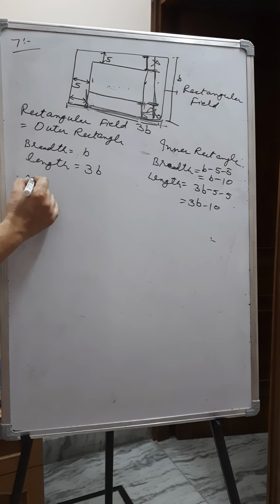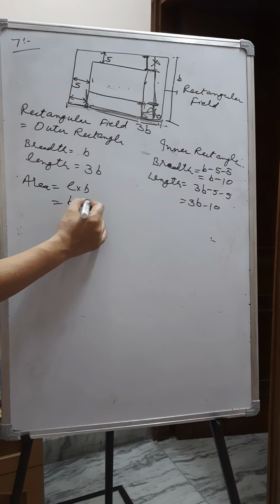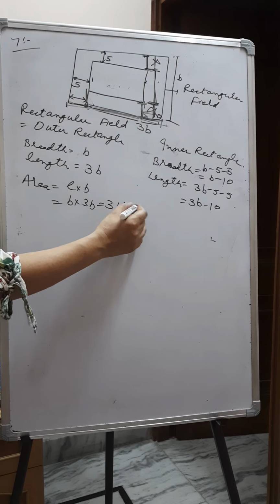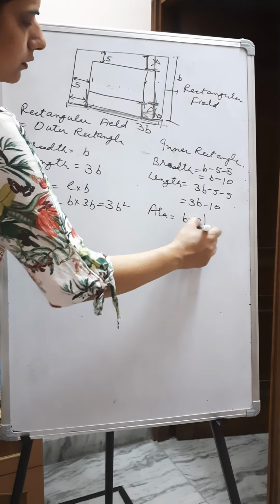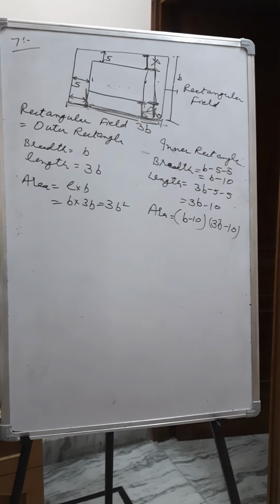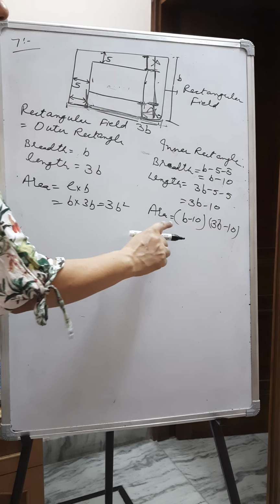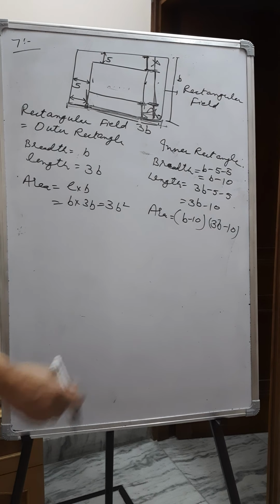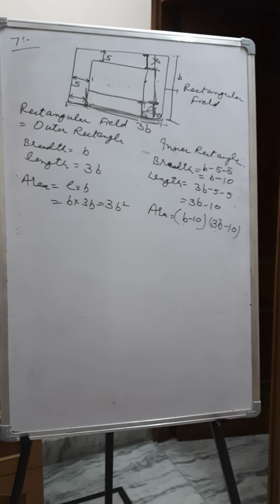Now area, length into breadth, it is b into 3b, 3b square. Here area, b minus 10 into 3b minus 10. Now this concept you have not studied in the algebra chapter. The exercises are out due to COVID. How to multiply two binomials?